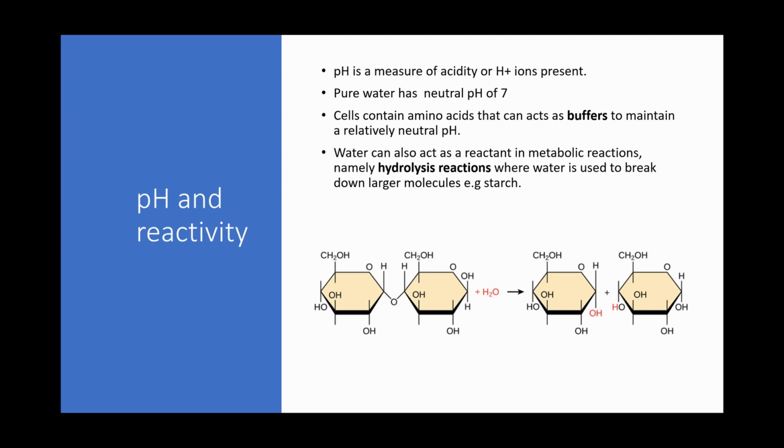And besides having that neutral pH, water can also act as a reactant in hydrolysis reactions in the body. And a hydrolysis reaction is just like it sounds. Hydro is where water is involved, and lysis is to break things apart. So in a hydrolysis reaction, water is used to break things apart. So we have this diagram here at the bottom, which is showing the chemical reaction between starch and water, where water breaks apart starch to form glucose. And this is really important.